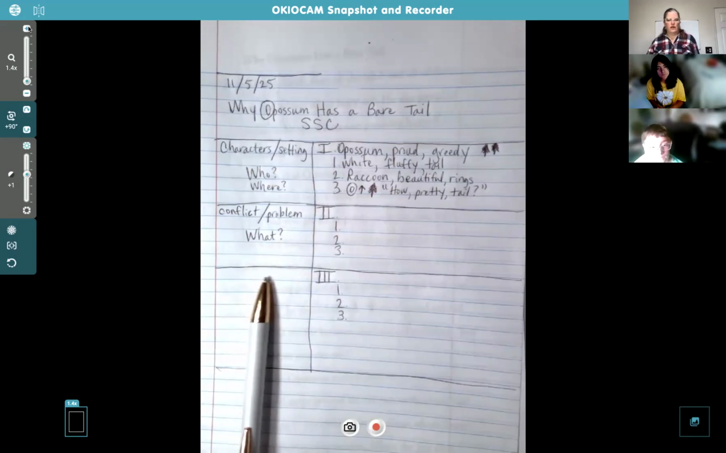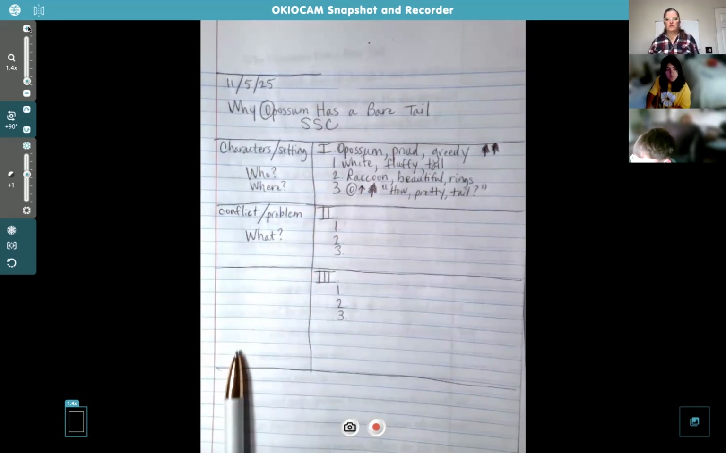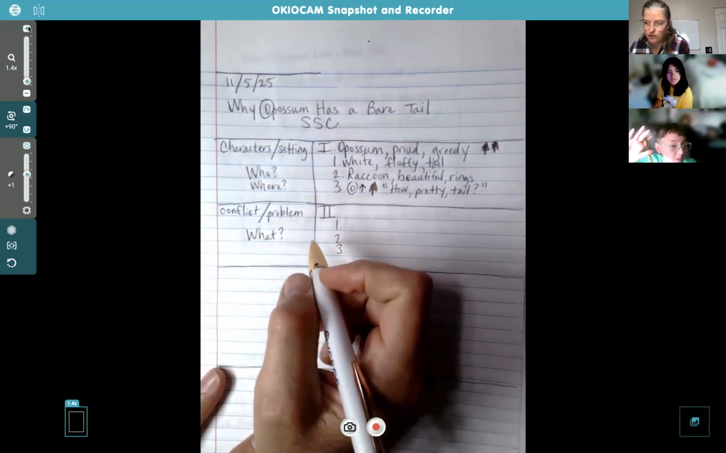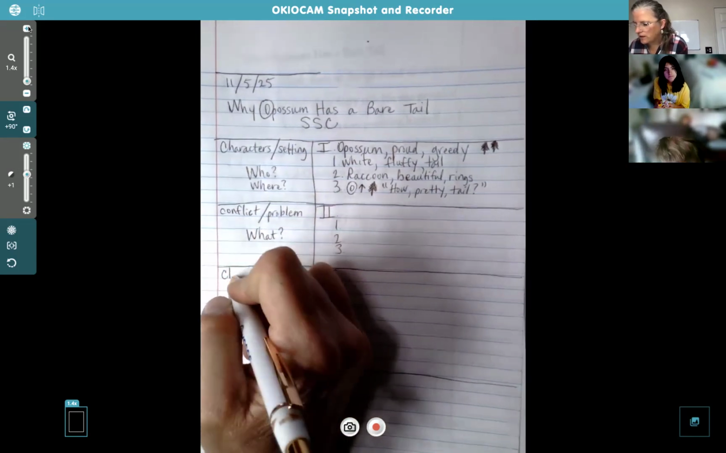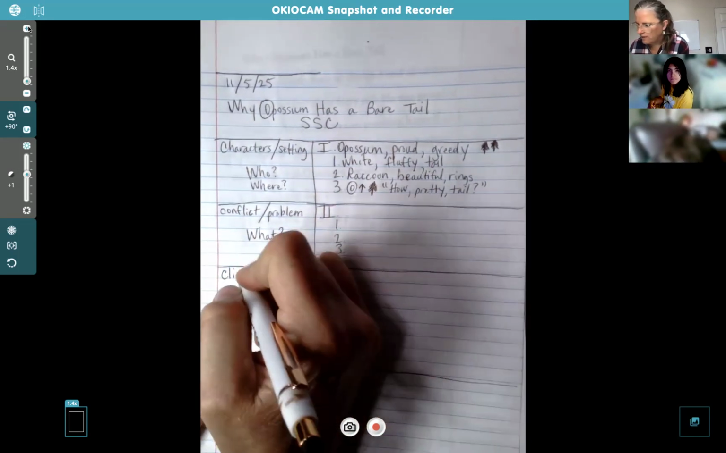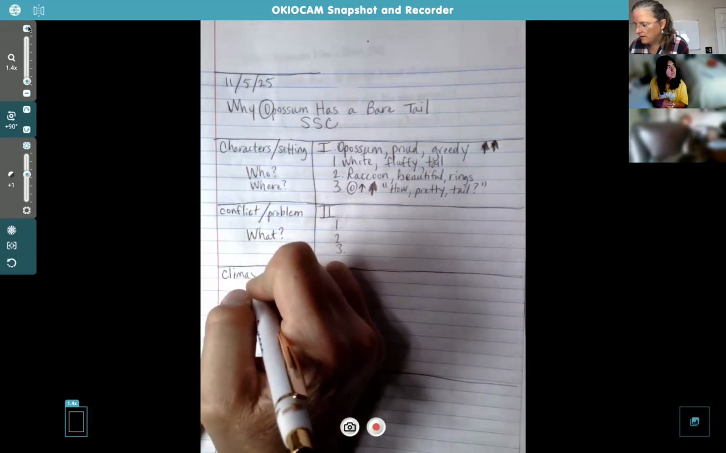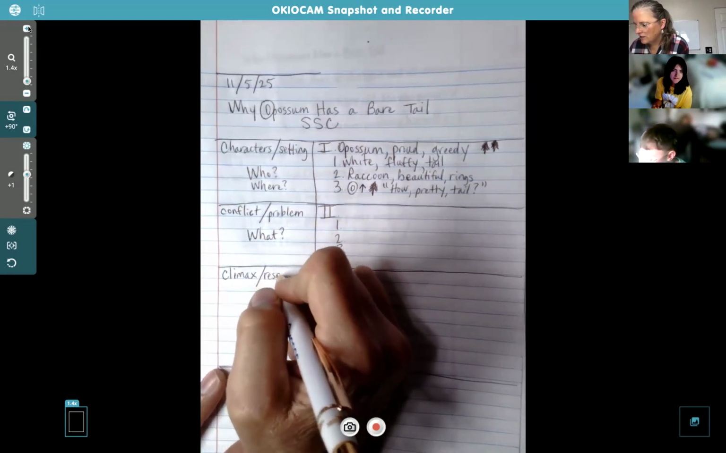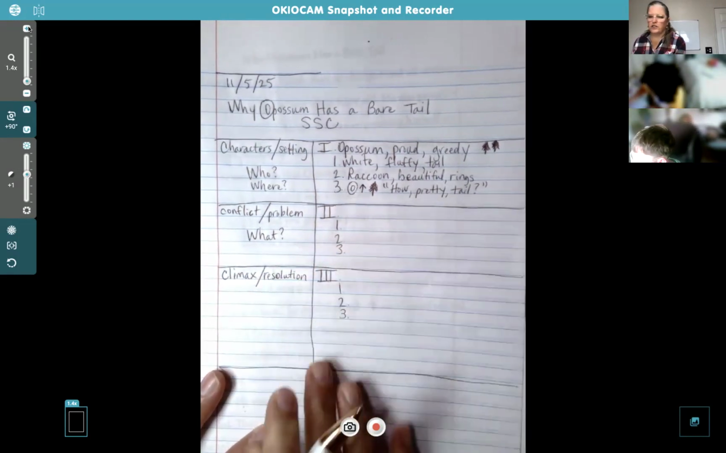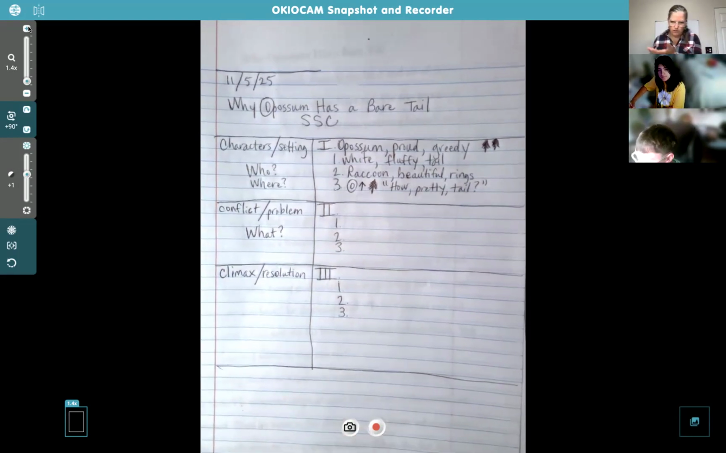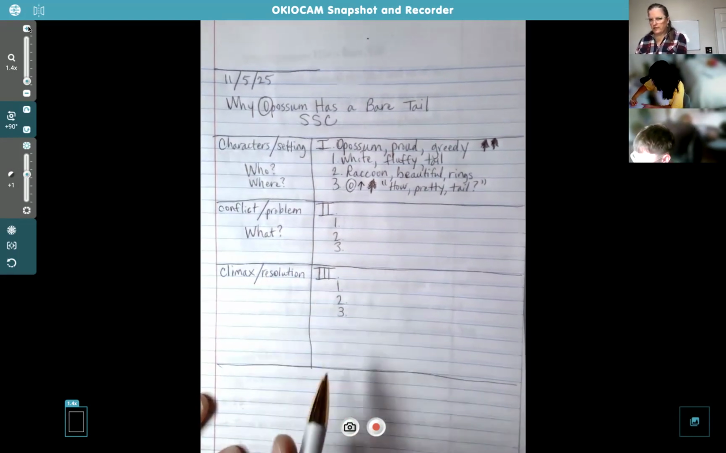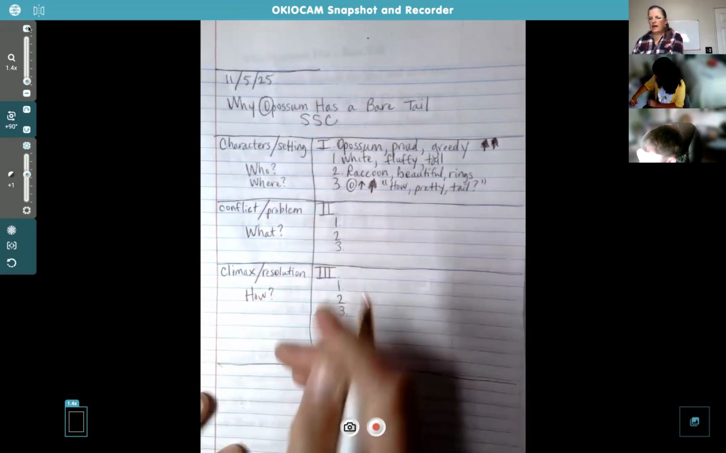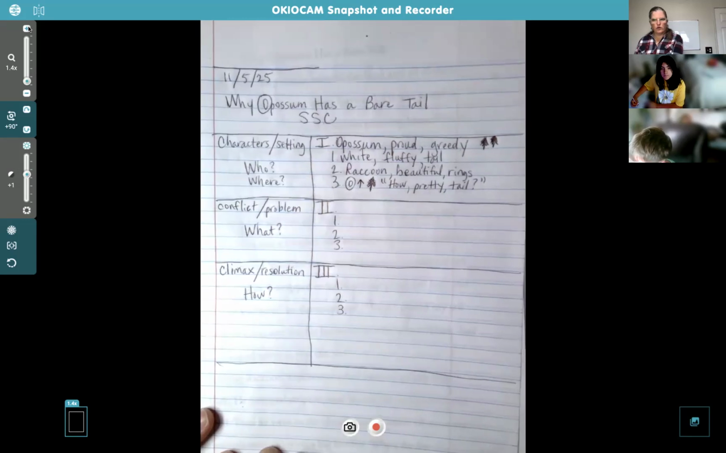And then, Amber, do you remember what goes in this last box? Solution? Yes, that was resolution, but what do you remember the other word that starts with a CL? Climax? There you go. Climax slash resolution, actually. So it's like a solution, but it's called a resolution. And we're going to answer the question how. How does the character solve his problem or her problem?